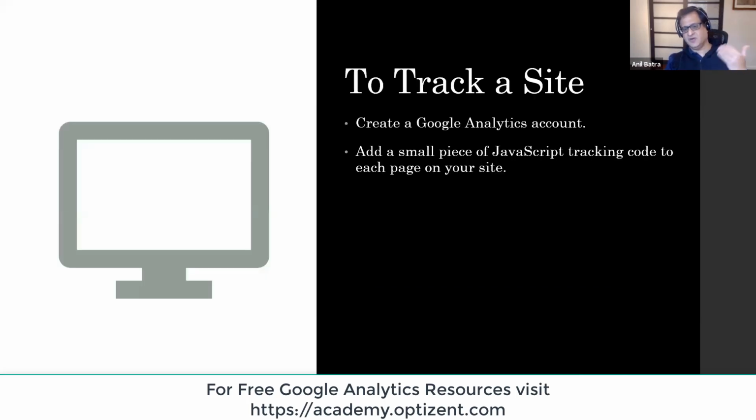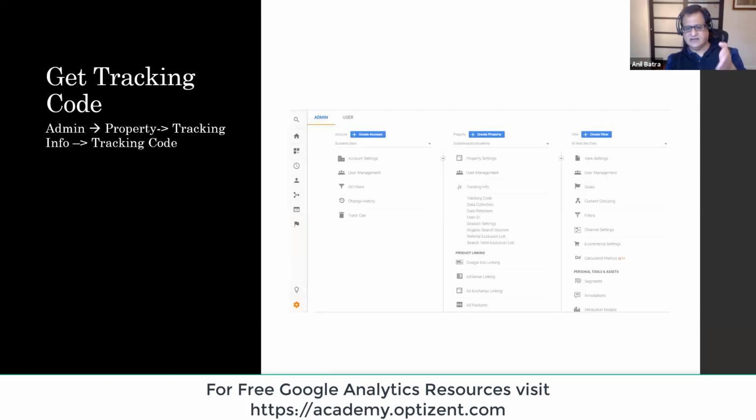To track a site, you create a Google Analytics account. I'm going to go through those steps, add a small piece of JavaScript, and then here is how you get the tracking code. Now, I mentioned there are two types of Google Analytics available today. One is the free version, called Universal Analytics, which is the old version of Google Analytics. Or I have a hesitation in saying old because it's the most prominent existing Google Analytics available today. Most of the sites use that.